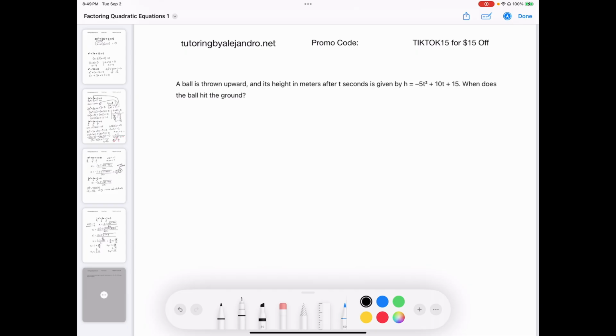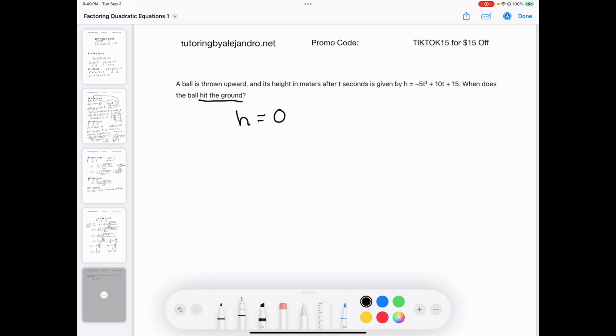So we have a ball is thrown upward and its height in meters after t seconds is given by h equals negative 5t squared plus 10t plus 15. When does the ball hit the ground? It's very similar to the word problem we tackled in the previous video. So remember, the keywords here are the ball is hitting the ground. So that means h, being the height, will be equal to 0.